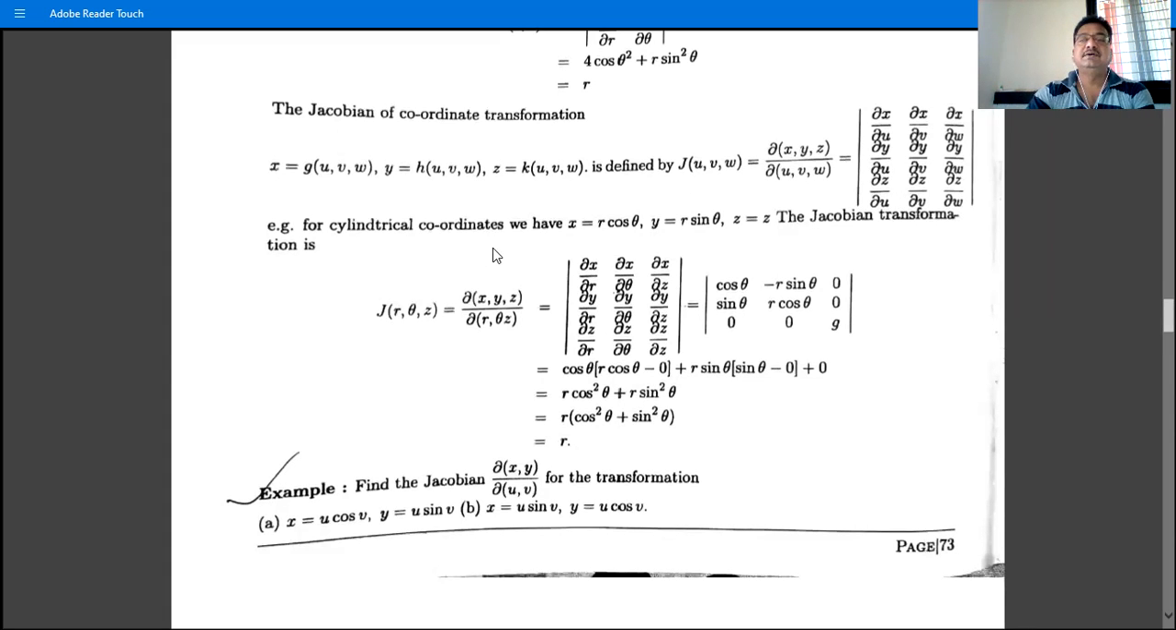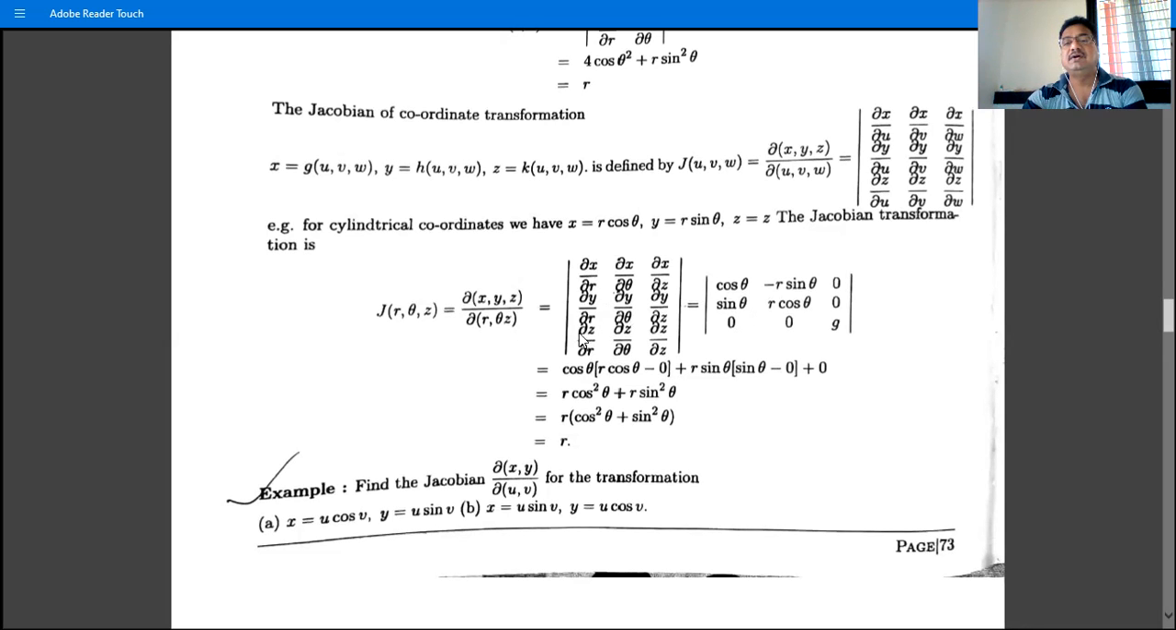Suppose these are the cylindrical coordinates: x is r cos theta, y is r sin theta, z is equal to z. Then the Jacobian J(r,theta,z) is ∂(x,y,z)/∂(r,theta,z). The first row is ∂x/∂r, ∂x/∂theta, ∂x/∂z. The second row is ∂y/∂r, ∂y/∂theta, ∂y/∂z. Similarly, the third row is ∂z/∂r, ∂z/∂theta, ∂z/∂z.